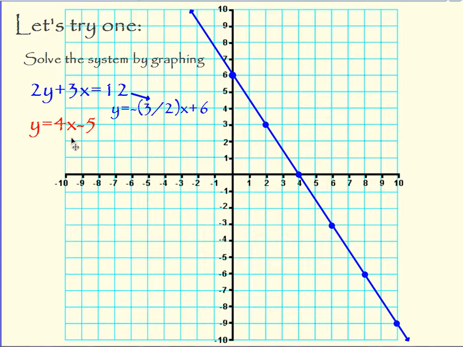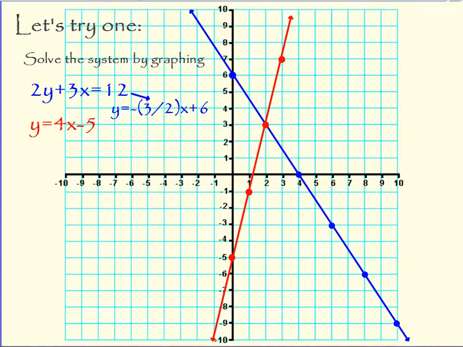The second equation is already in slope-intercept form, so I'm going to start at -5 on the y-axis. And my slope of 4, or 4 over 1, tells me to go up 4, right 1. And again, I'm going to repeat that pattern and probably use a straight edge to make sure my line's in exactly the right place.